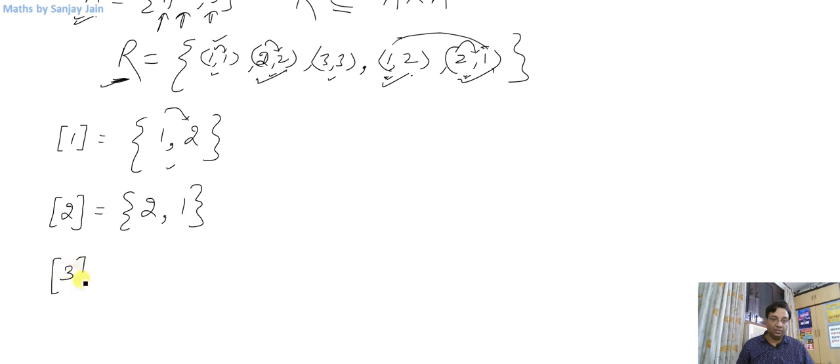What is equivalence class of 3? It has got element 3 and what else? That's it. 3 is related to itself, right? There is no other element in this relation with which 3 is related to. So this is the equivalence class of 3. So this is how easy it is.